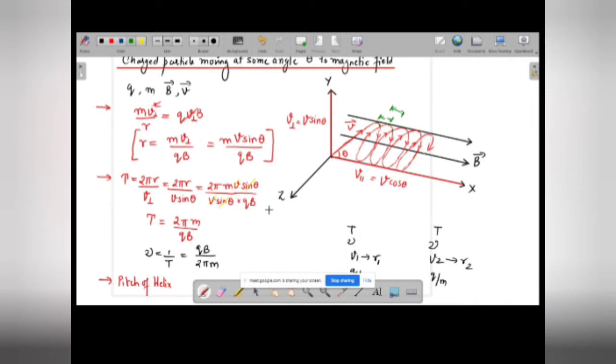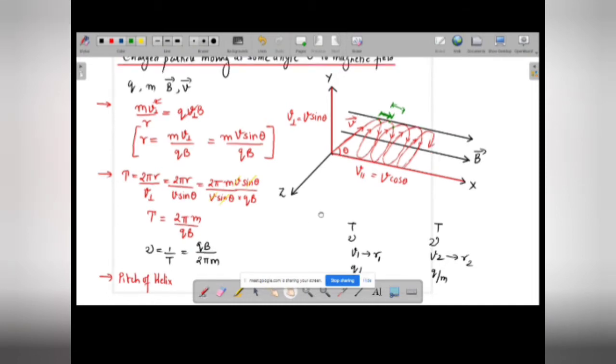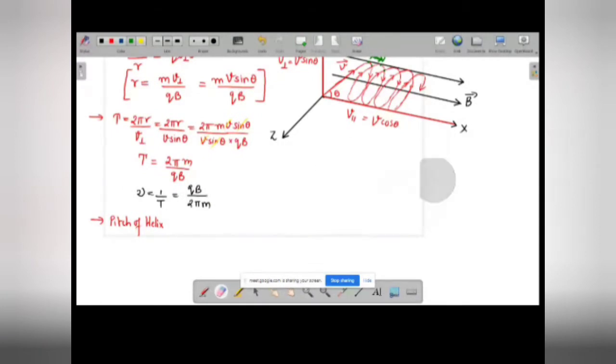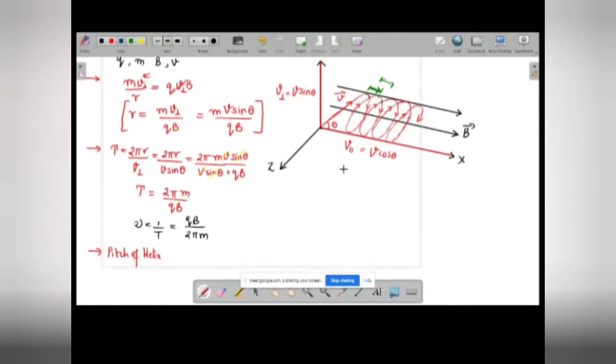So, a linear, straight distance travelled by a charged particle in one rotation. It starts the rotation over here and then comes back to this point. How much distance it has travelled from this point to this point is going to be your pitch. Let us find the expression for the pitch. Here also let us apply the same formula: speed is equal to distance upon time.